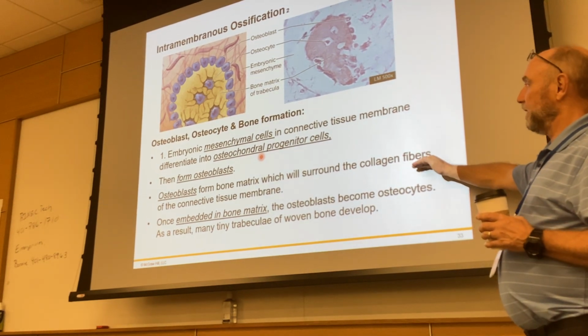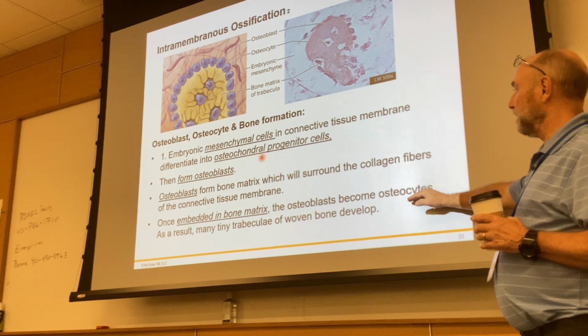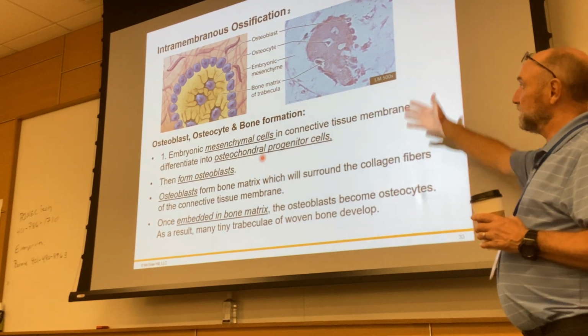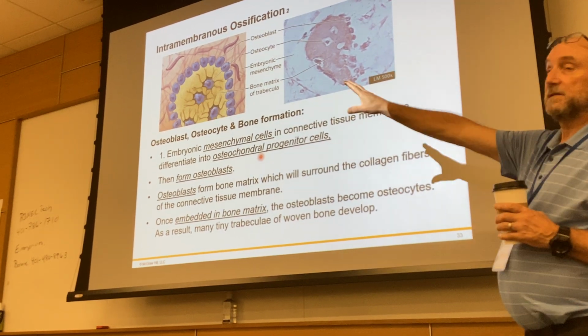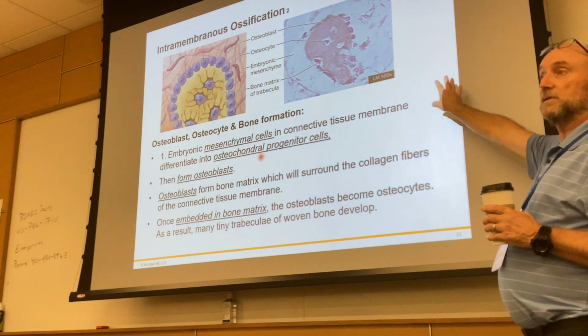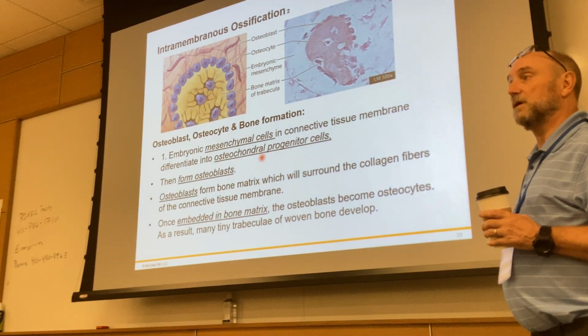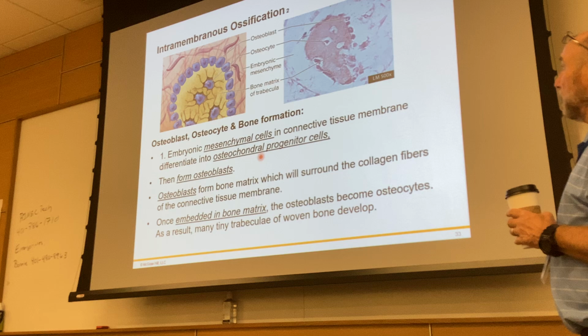The osteoblasts will then surround themselves. Once they're embedded in there, the osteoblasts become osteocytes. That's what I just set up there. On the left-hand side is a drawing. On the right-hand side is an actual histological section of this ossification process.